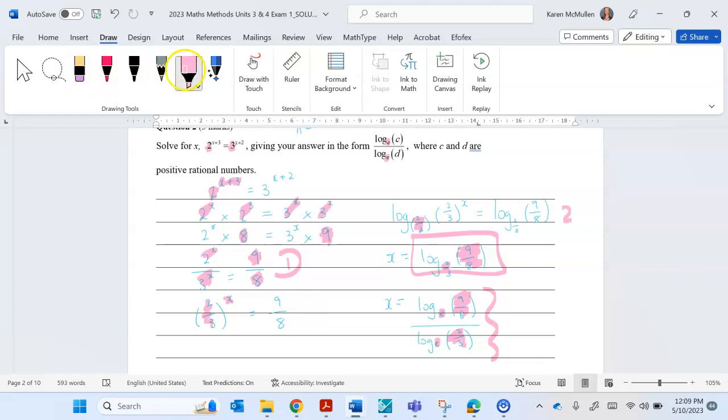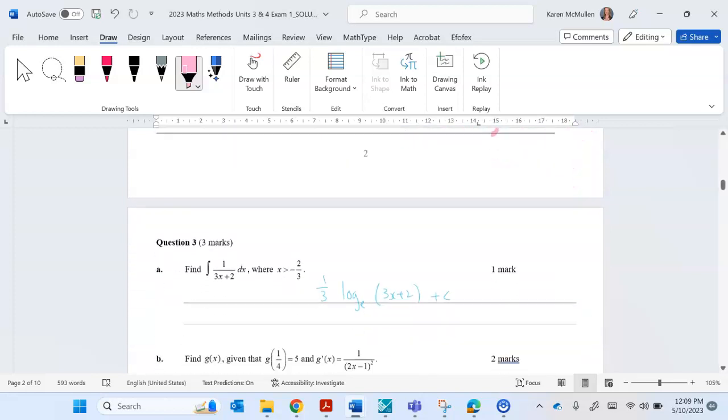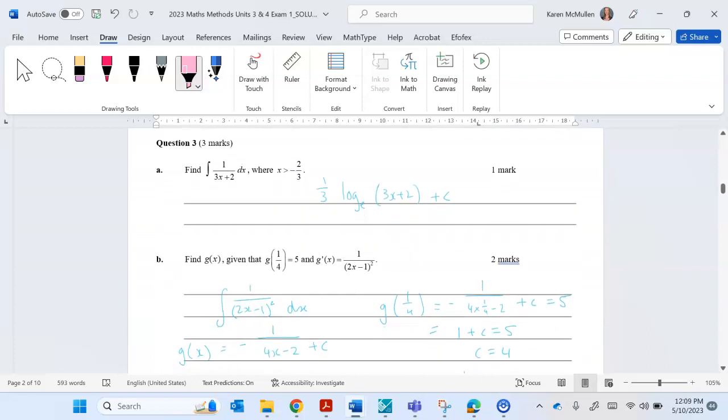2 for here, and then 3 using your change of base. All right, so quite a tricky question, but remember, even if you get 1 out of 3 or 2 out of 3, that's better than 0 out of 3. All right, moving on to question number 3.